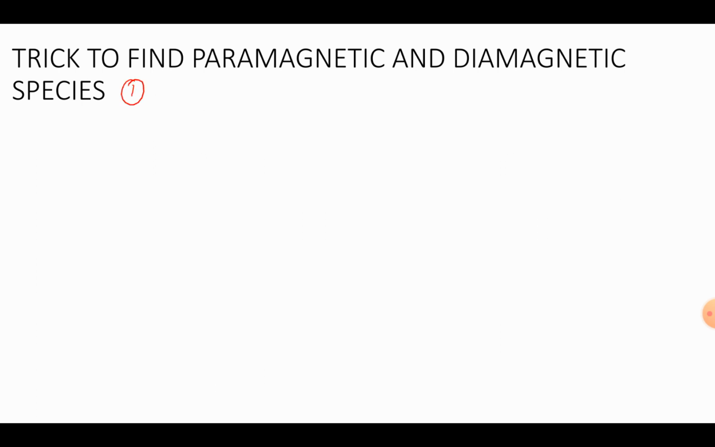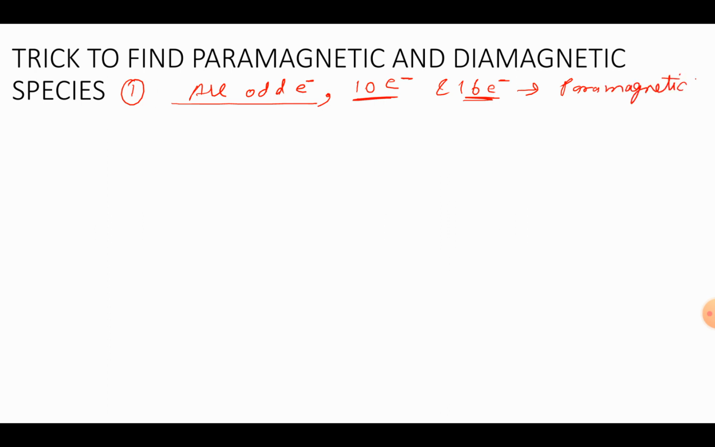The first trick is that if you get all odd numbers of electrons, or if you get a total of 10 electrons or 16 electrons, remember, any odd number of electrons or 10 electrons or 16 electrons, then that particular species will be paramagnetic in nature. Paramagnetic means that they show magnetic behavior.